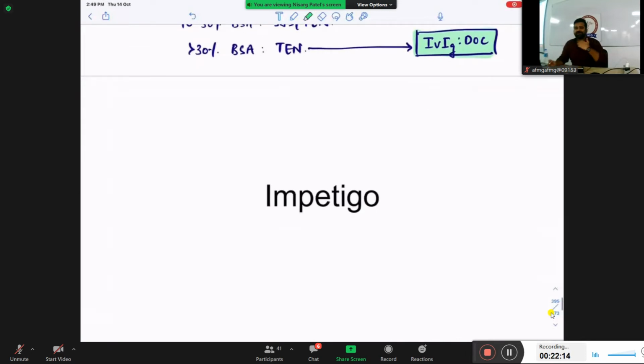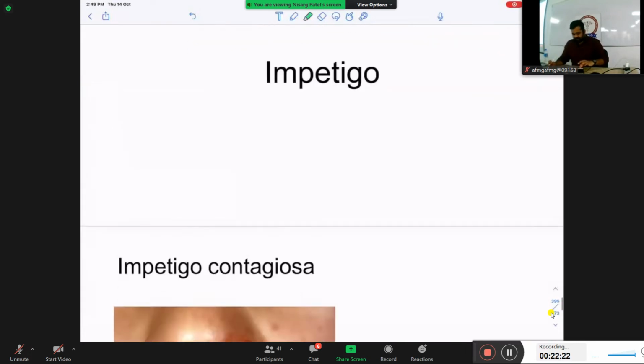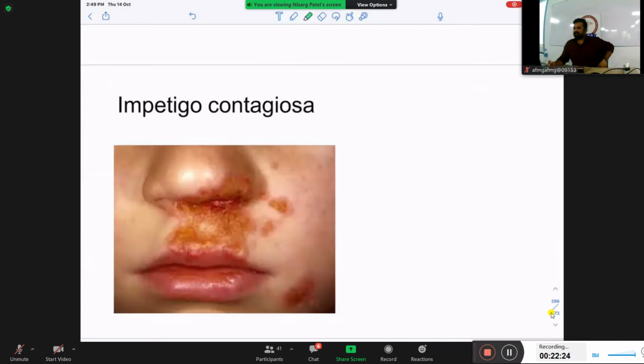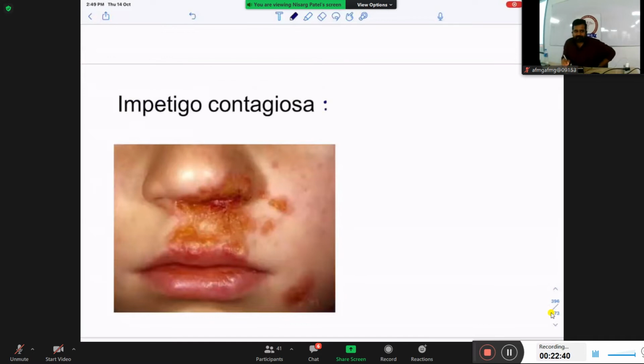फटाफट बैक्टीरियल डिजीजेस पढ़ेंगे. Bacterial skin diseases. First is the impetigo contagiosa. Since the last 2-3 years they have been asking this, right? As a one-liner and image, both have been asked. Honey-colored crust and this image was given. Okay, so it is impetigo contagiosa.